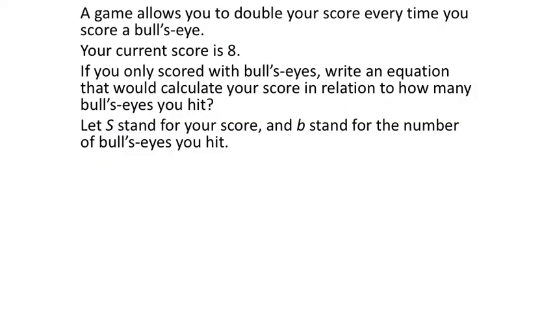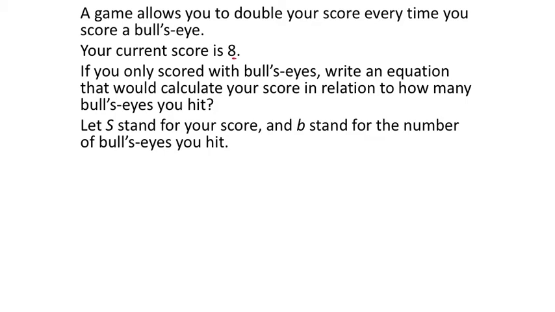Again, an expression does not have an equal sign, an equation does. The game allows you to double your score every time you score a bullseye. Your current score is 8. If you only scored with bullseyes, write an equation that will calculate your score in relation to how many bullseyes you hit. Let S stand for your score and B stand for number of bullseyes you hit. Okay, so on this one, I'm going to skip all the repeated multiplication, especially since we don't know how many times you're going to hit the bullseye.